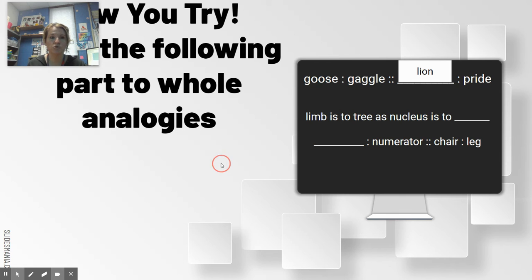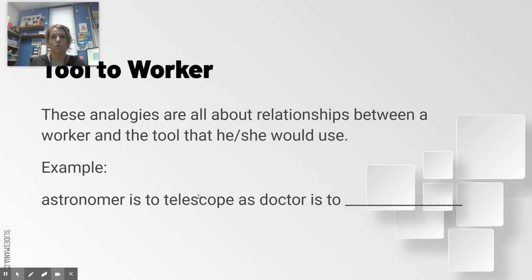Limb is to tree as nucleus is to cell. A nucleus is a part of a cell, and a fraction has a numerator and a chair has a leg. How'd you do on those? All right. Well, let's see. Let's go on to our next type for the week.